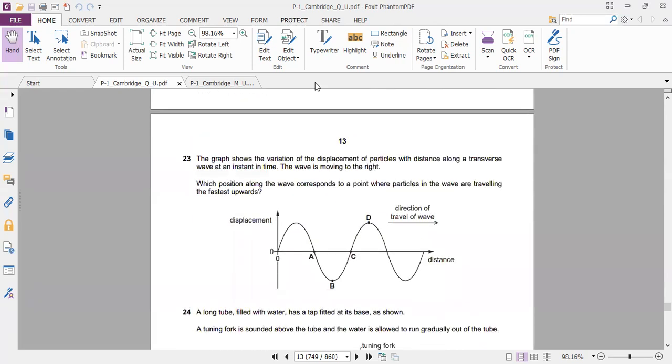Next? Number 23. 23 কি বলতেছে? The graph shows the variation of the displacement of particles with distance along a transverse wave at an instant in time.